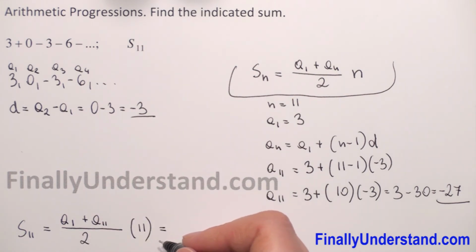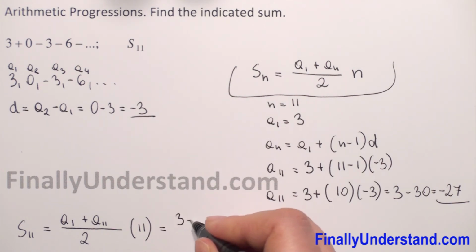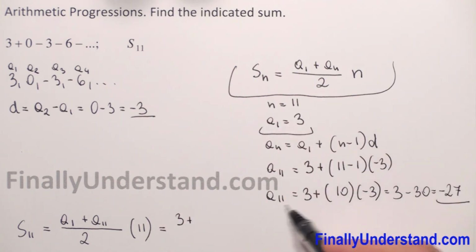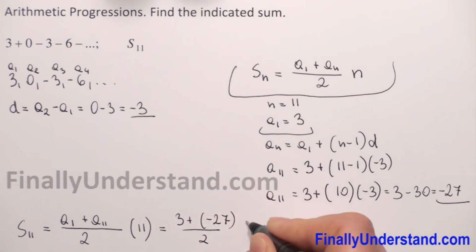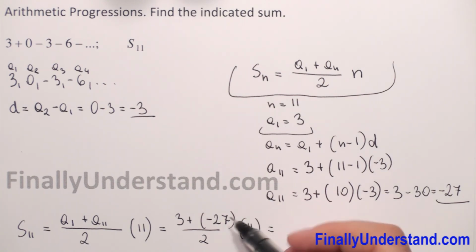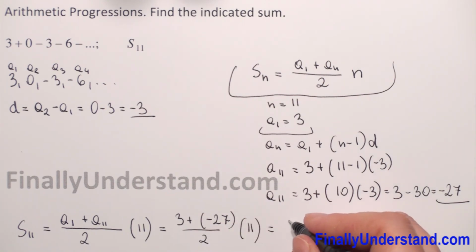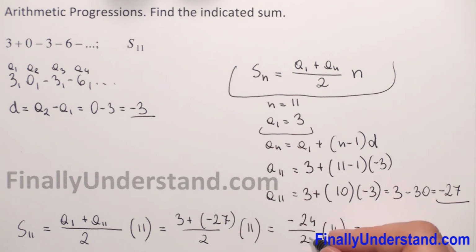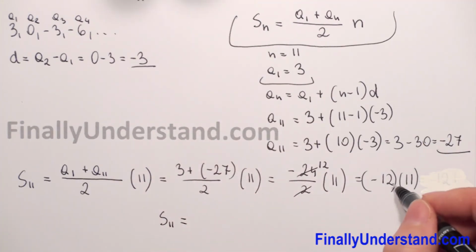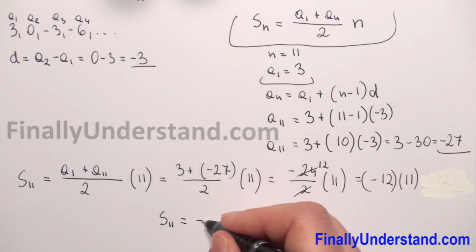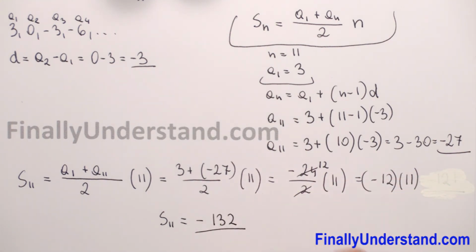So this is equal to, a1 is 3 plus a11 is negative 27, over 2 times 11. So this is equal to 3 plus negative 27, so this is negative 24 over 2 times 11. We can reduce 2 and 24 to 12, so we have negative 12 times 11, so it's negative 132. This is my solution.